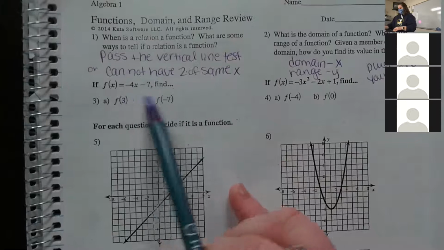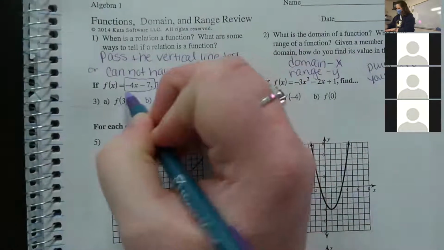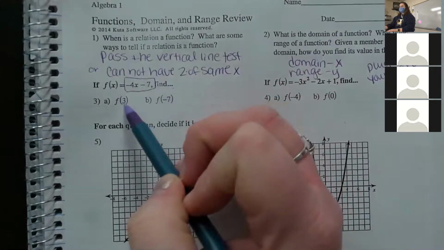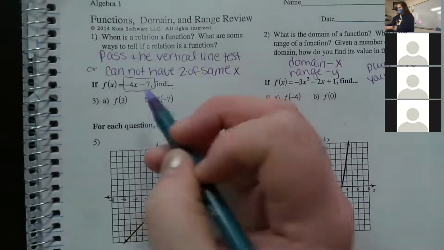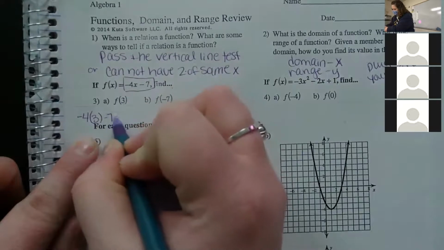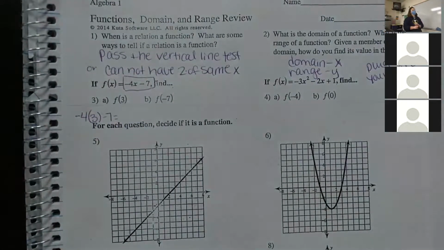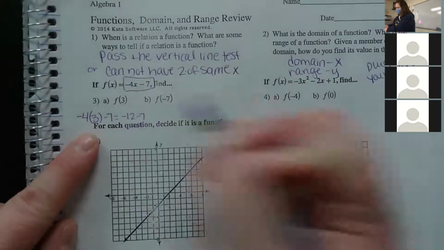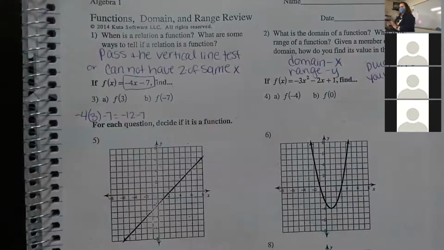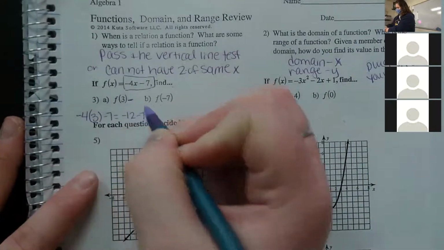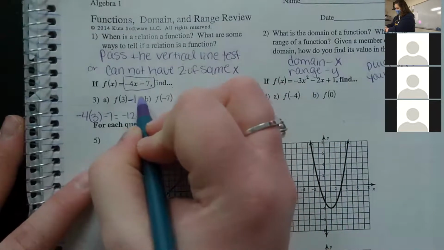It says equals this equation. This is what you need to worry about. Now for A, it says find f of 3. So that means I need to put in a 3 for every x I see and solve. So -4 times 3 minus 7. And then I'm going to keep solving that. What is -4 times 3? -12, yep. So I have -12 minus 7, which is what? -12 minus 7. -19, right?